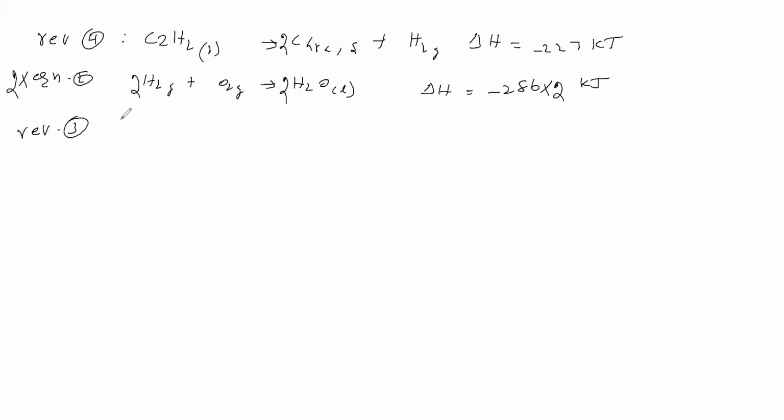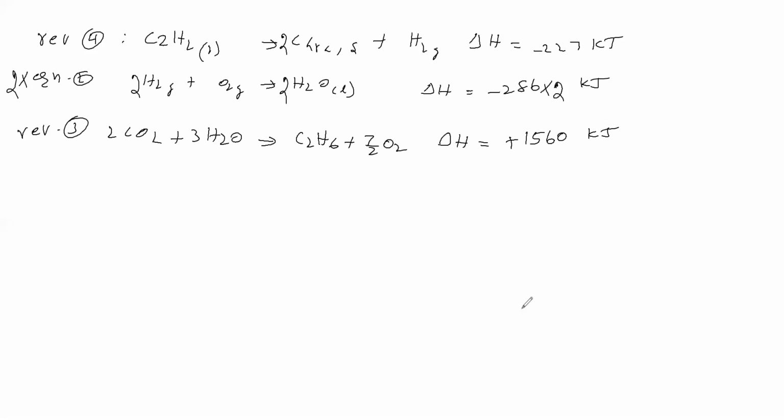Sir, what does equation number 3 give on reversing? 2 times carbon dioxide, 3 times H2O, then ethane C2H6 plus 7 by 2 O2. For this, what is the delta H? Minus 1560 becomes plus 1560 kilojoule. Okay, so we got ethane.